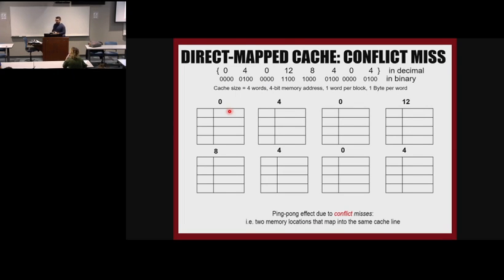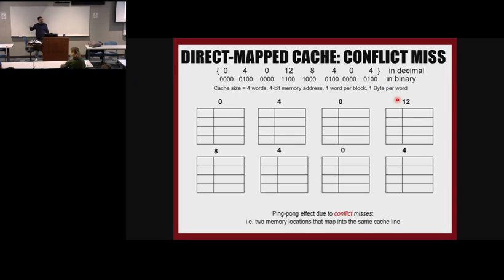So now let's have an example of the conflict miss and see how it works and how it can cause problems for us in the program. So we have these memory addresses, as you can see here. And then we have a cache size of 4 words, and we have a 4-bit memory address, so it means A is equal to 4, if you don't remember. And then we have 1 word per block and 1 byte per word.